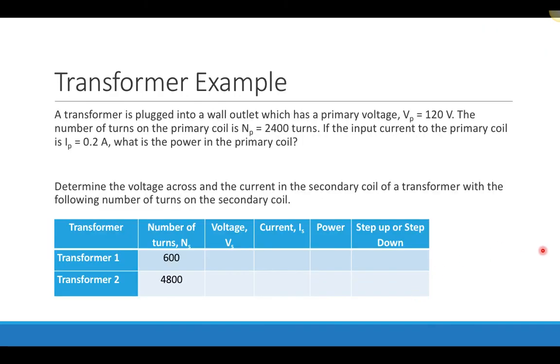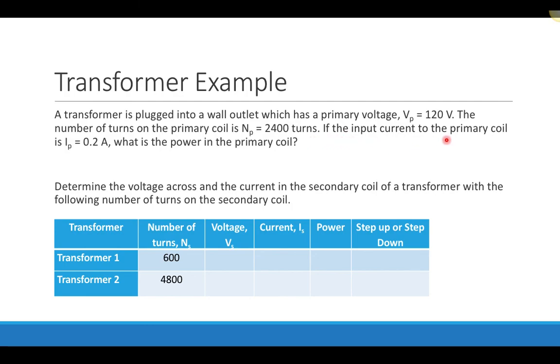So let's look at an example. We have a transformer and it's plugged into a wall outlet which has a primary voltage of 120. Now remember, the voltage is not constant, it's actually oscillating in time, but this voltage represents what the equivalent DC voltage would be. So that's our primary voltage. The number of turns on the primary coil is 2,400 turns.